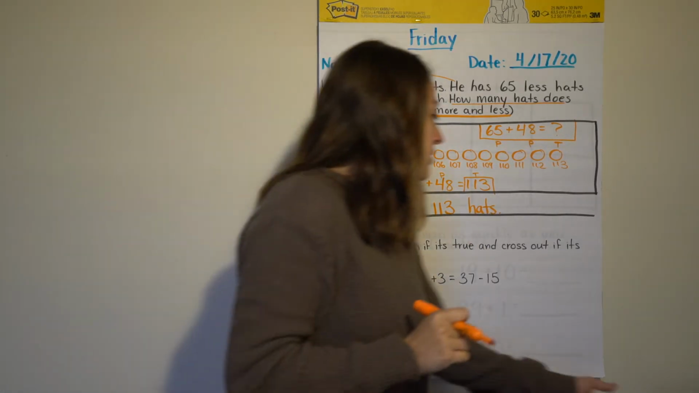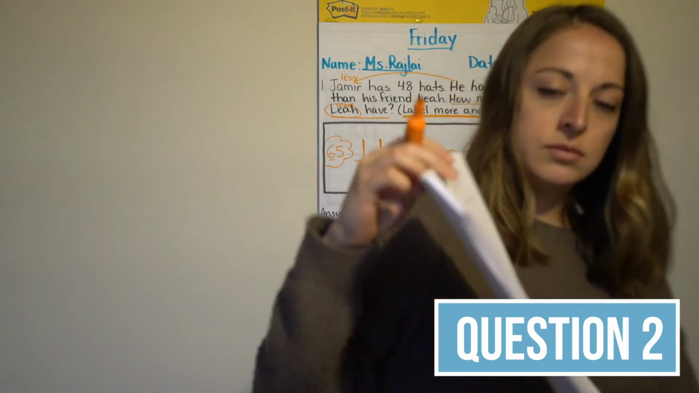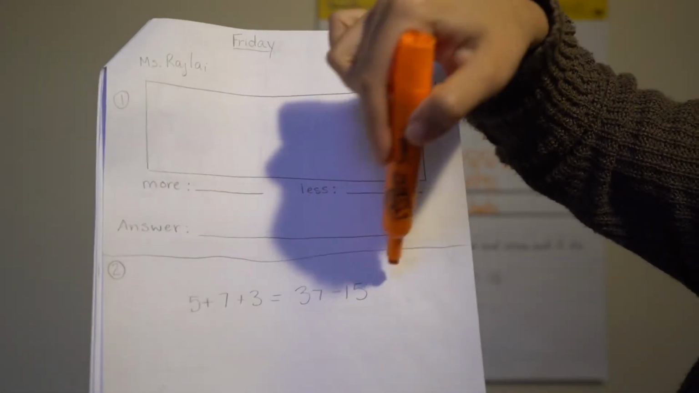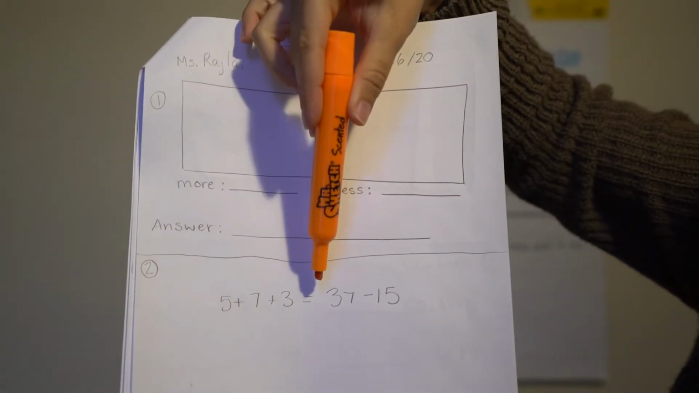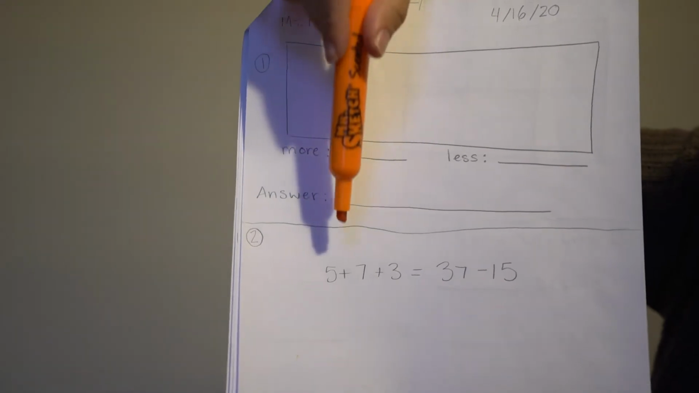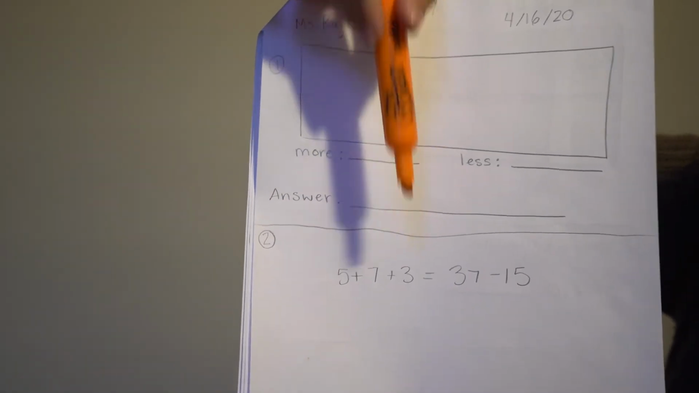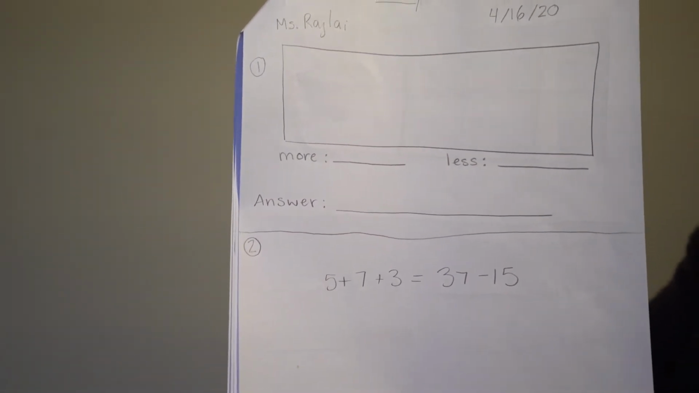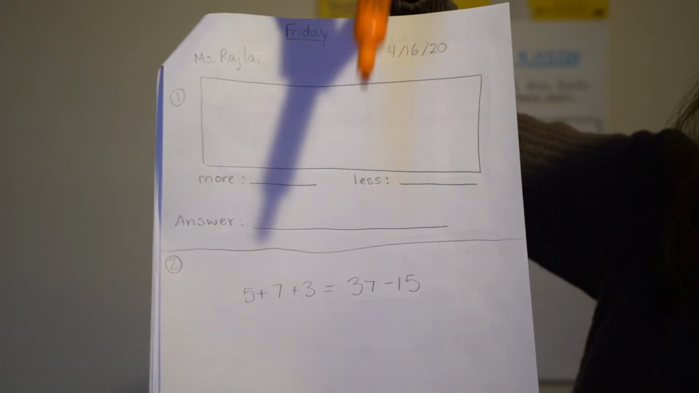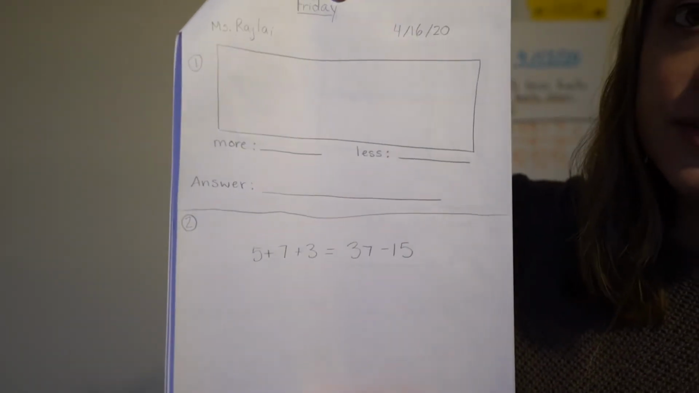Okay, let's go on to number 2. So you're not writing the directions out. You're just going to write both of these equations out and make sure you have the equal sign in the middle. So right here you have 5 plus 7 plus 3 equals 37 minus 15.